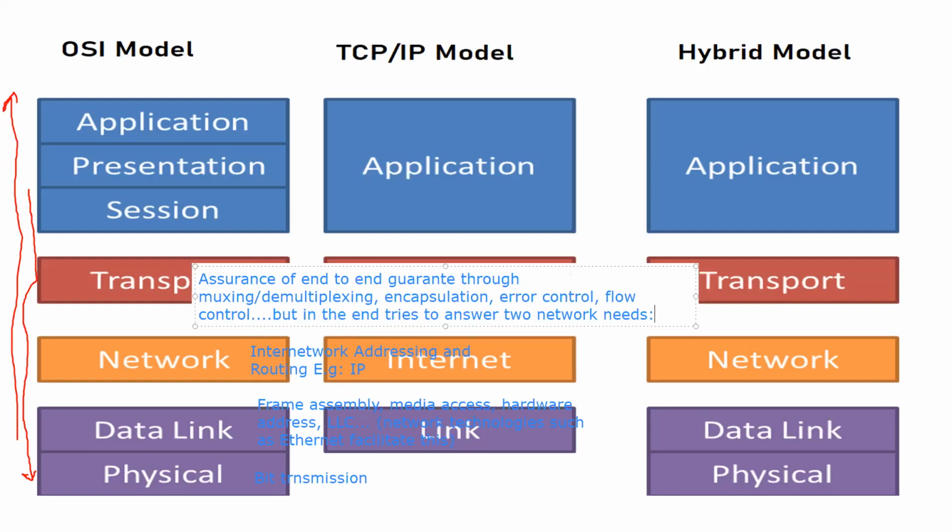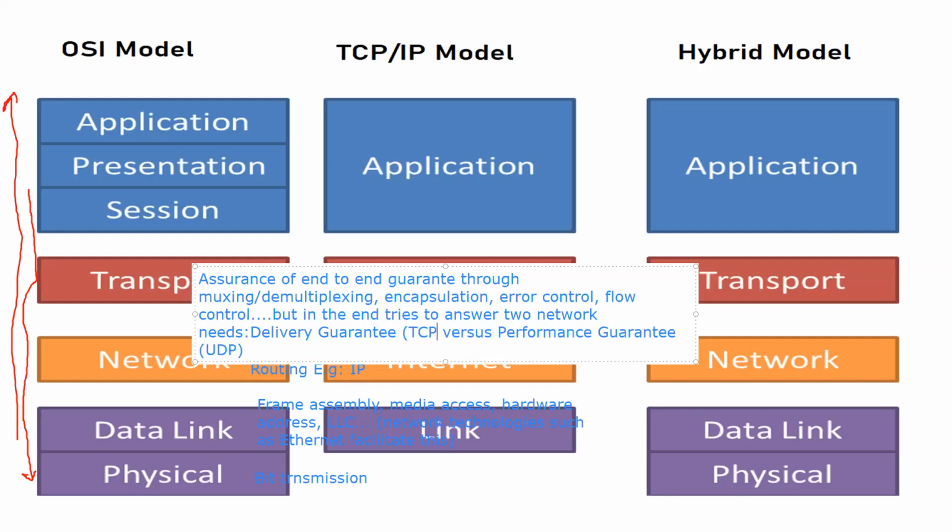The first network need is called delivery guarantee versus performance guarantee. Of course, the best example of performance guarantee is implemented by a protocol called UDP. And the best aspect of delivery guarantee is implemented by a protocol called TCP. Therefore, in its sense, this paragraph here captures the whole essence of chapter 5. How can we deal with all these issues? Without that, there is no network.